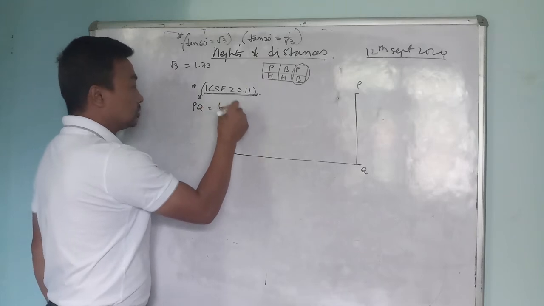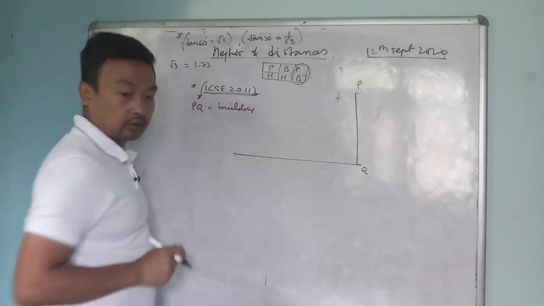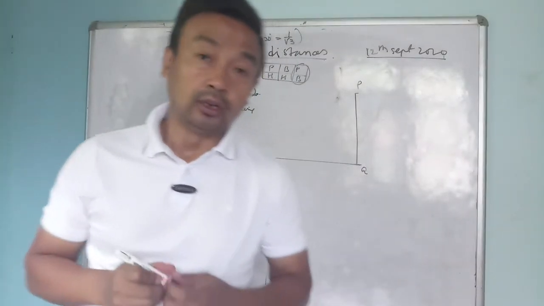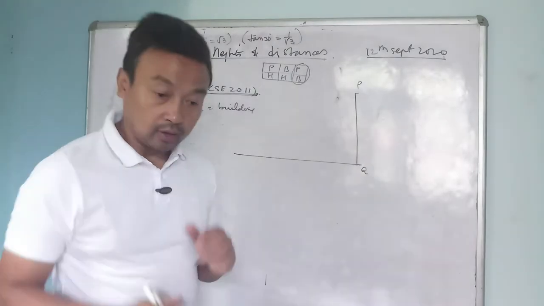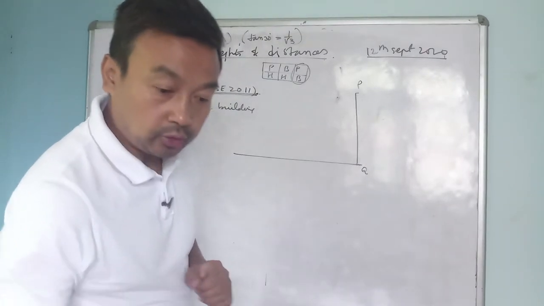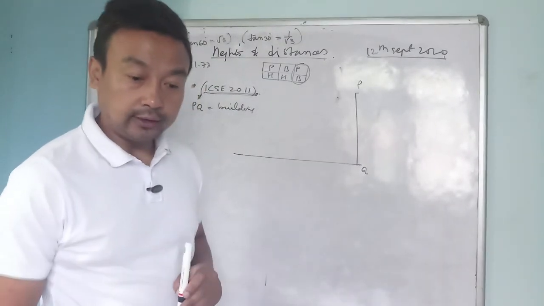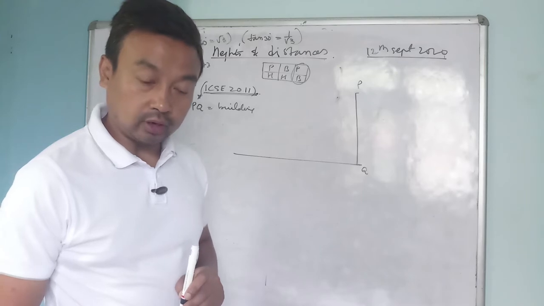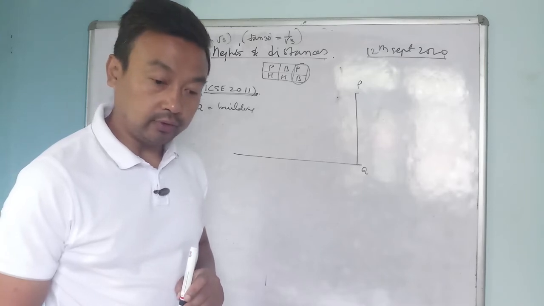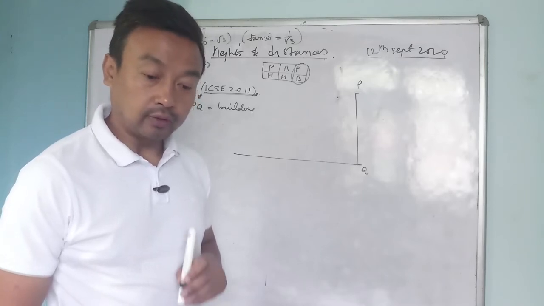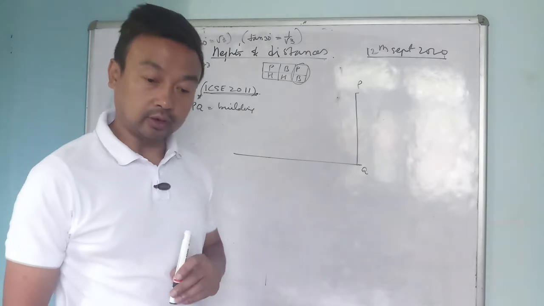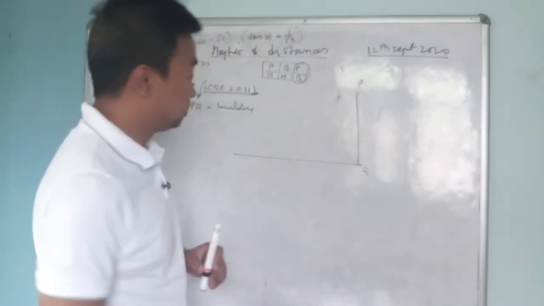PQ is the building. A man is given to you. On top, he walks towards it in a horizontal line through its base. On covering 60 meter, the angle of elevation changes to 60 degree. Find the height of the building correct to the nearest meter.